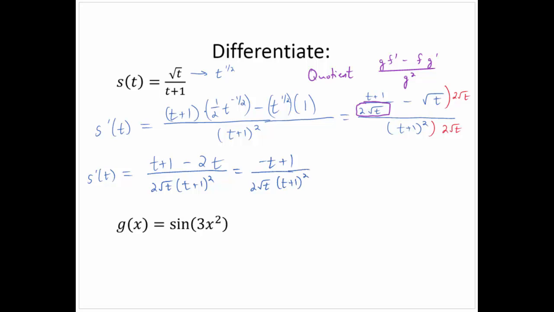Now, this is fine for me. Some people don't like this irrational factor in the denominator, that square root of t, so we might multiply by square root of t over square root of t to rationalize the denominator. And so then I could write that s prime of t is root t times negative t plus 1 over 2t times t plus 1 squared.